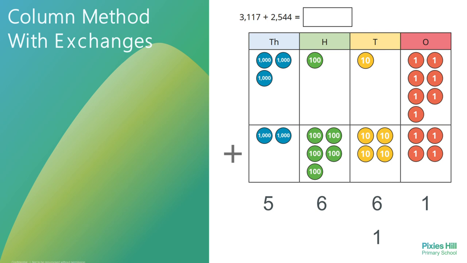You can see here in the yellow column, which represents the tens, that we have one set of 10 and four sets of 10. We've added those together, but we haven't forgotten to add the exchanged 10 shown at the bottom, which gives us a total of 6 rather than 5.